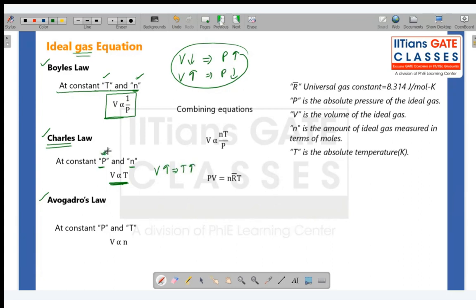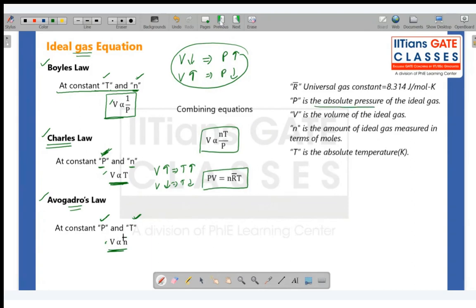If pressure is constant, again mark my words, if pressure is constant, then this will happen. And if volume is decreasing, temperature is decreasing. Avogadro law was experimentally again defined: at constant pressure and temperature, volume is directly proportional to number of moles. So we have just combined volume, volume, volume. We have combined this, and we have got PV = nRT.